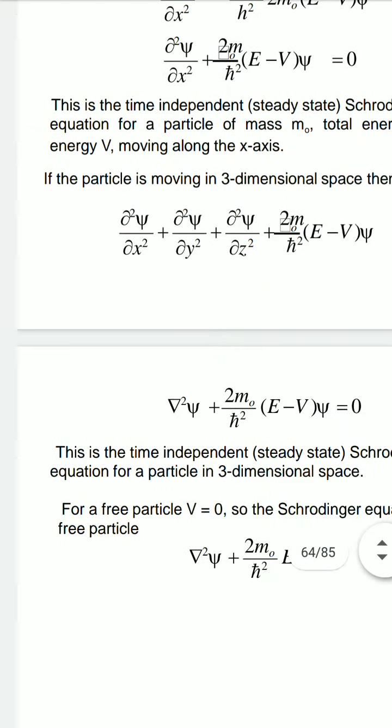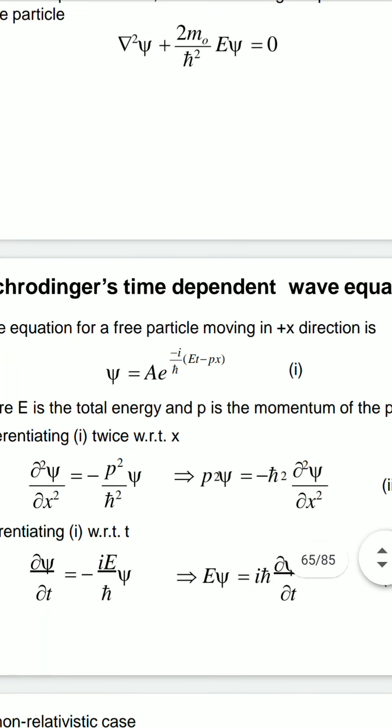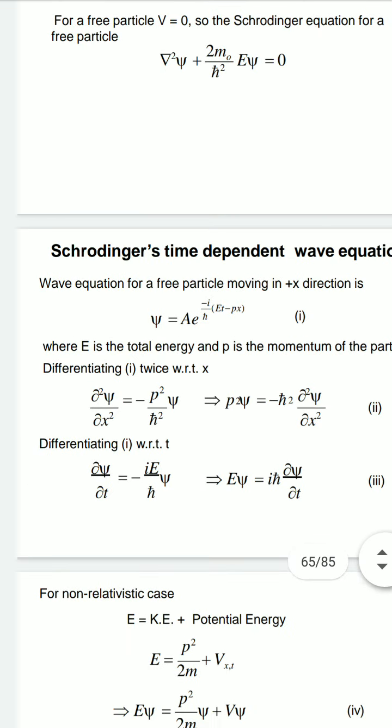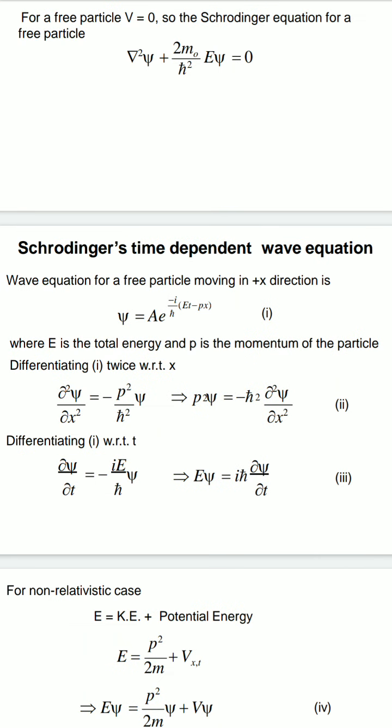So let us go to the Schrodinger time dependent wave equation. We have taken the wave function here, A e raised to minus i by h cut (Et minus px). Now we know that E is the total energy and p is the momentum of the particle. Now differentiating with respect to x first. This has variables time and position, so t and x are variables there. First let us take the derivative, del square psi by del x square, with respect to position.